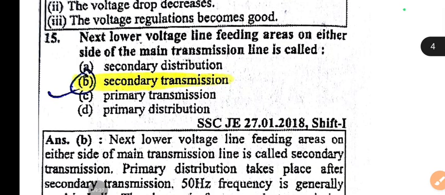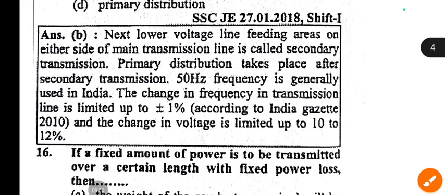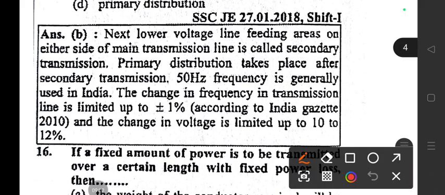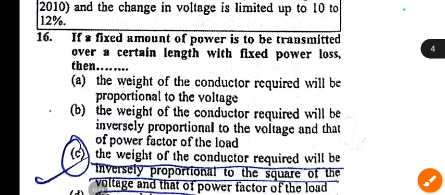Next, a lower voltage line feeding areas on either side of the main transmission line is called a secondary transmission line. This is the basic question. And you know that according to India, the voltage limit is up to 10 to 12%, and the frequency transmission limit is plus or minus 1.5%, not 1%, plus or minus 1.5%. Okay, you remember this point.